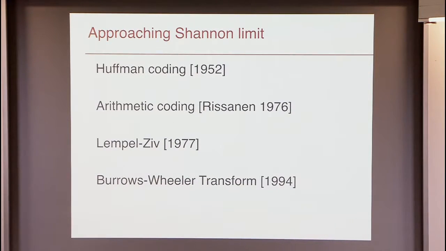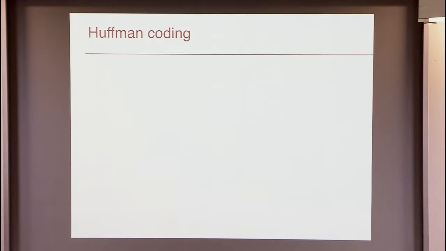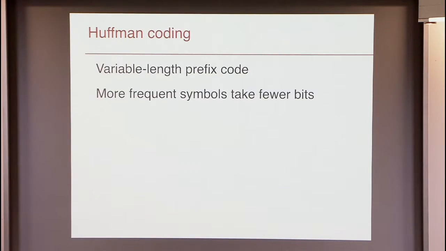So how might we approach the Shannon limit? Well, I'm going to talk about 4 approaches that are not new, but are kind of fundamental in that a lot of the other things I'm going to present build on them. All right. So Huffman coding gives us a variable length prefix code so that the more frequent symbols, the observations we see more often, take fewer bits to represent.